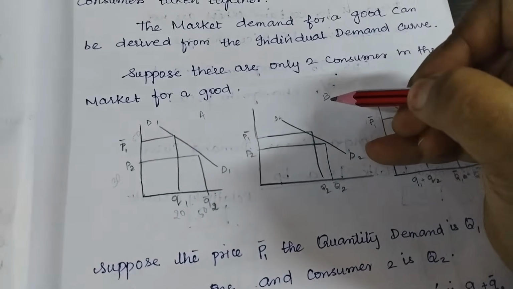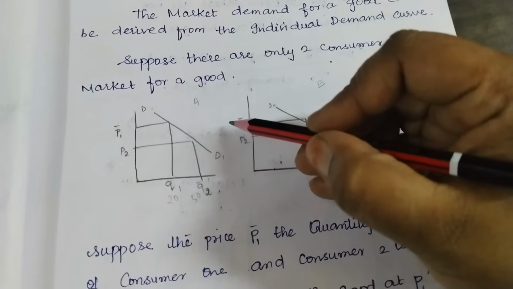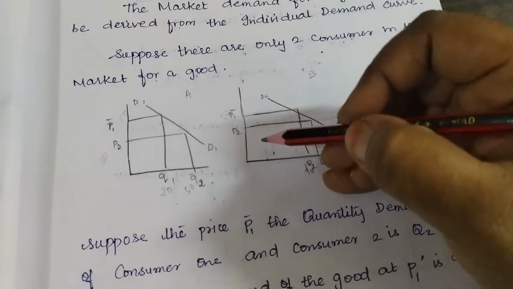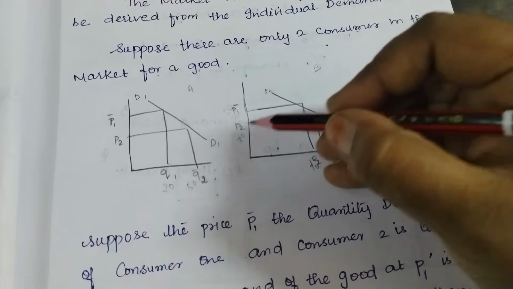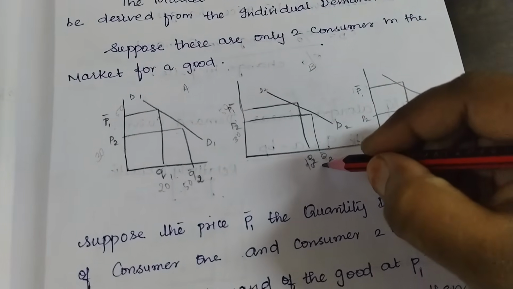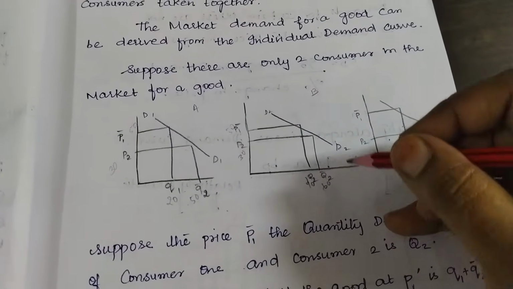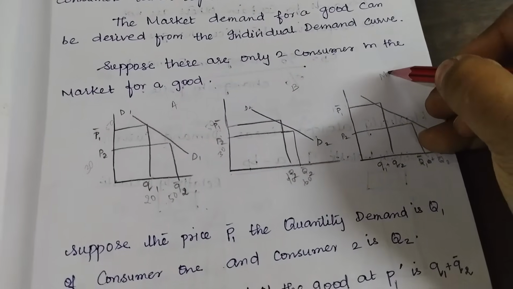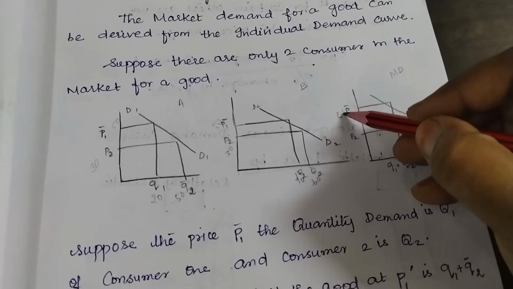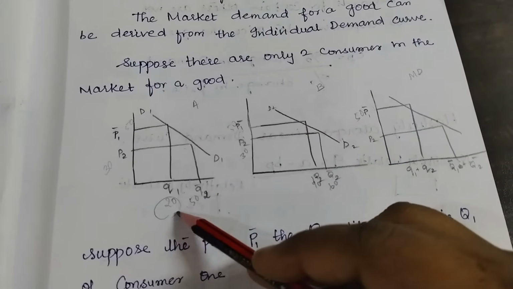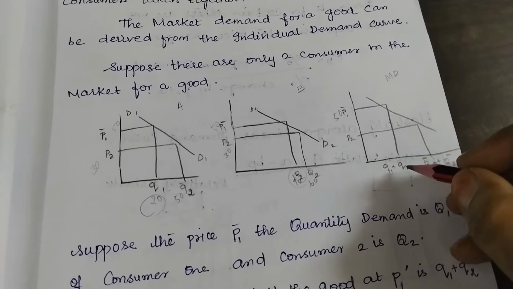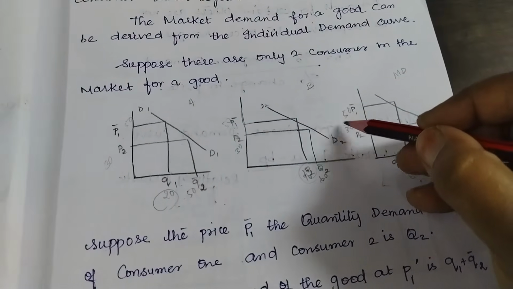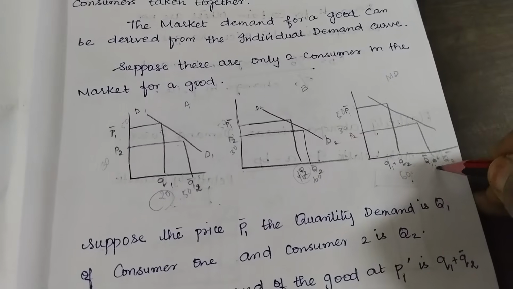Now this is individual B. When the price was 50, she is demanding 40 units of the commodity. When the price is reduced to 30, she is demanding 60 units. When we add their individual demands, we will get our market demand. So when the price was 50, A demanded 20 and B demanded 40, so 60 is the demand. And when the price is 30, A is demanding 50 and B is demanding 60. The 110 is the demand.